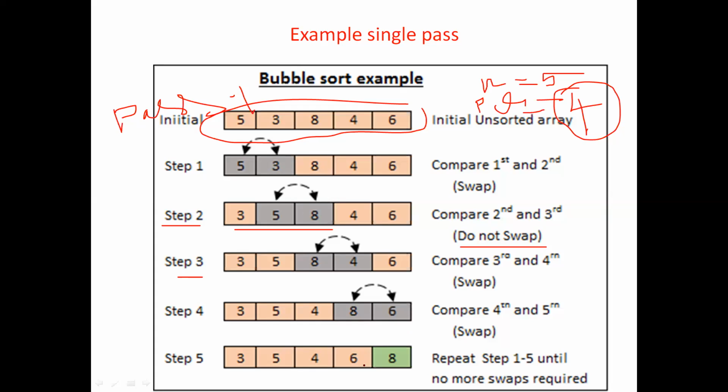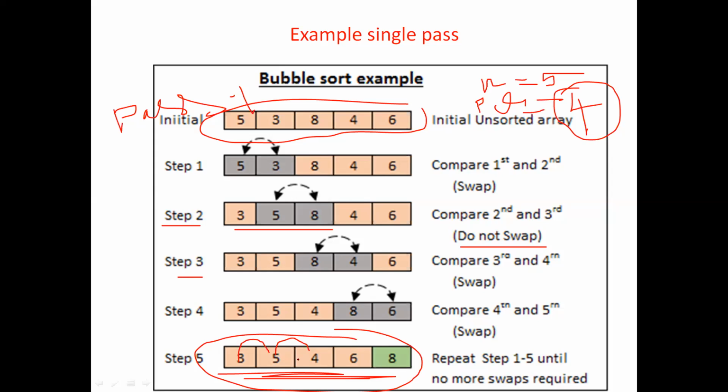Then in pass number 2, what will we do? This is the resultant array of the first pass. This is the output of the first pass, and this is the input of the second pass. I give this as input to the second pass and again do the steps. 3 is compared with 5, and 5 is bigger, so I don't swap. Then 5 is checked with 4, which is a lower element, so I swap it.